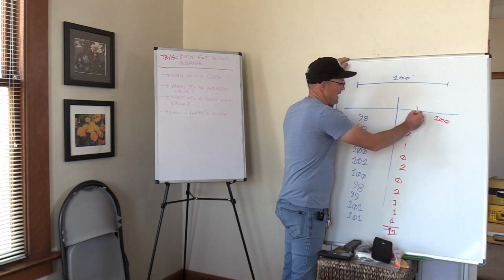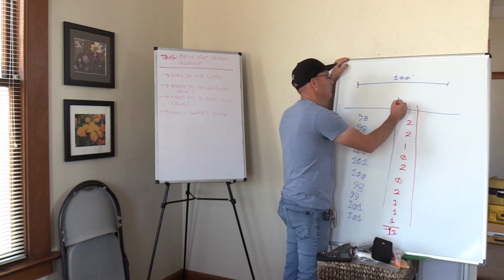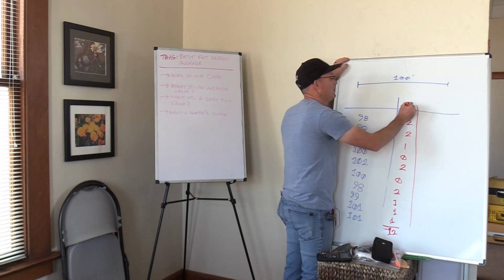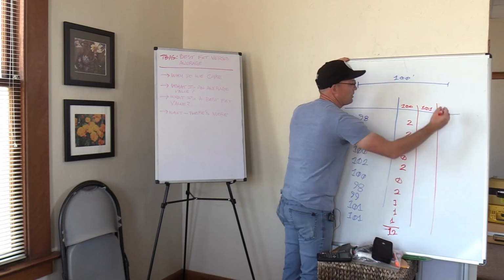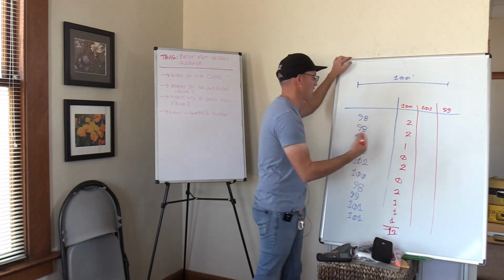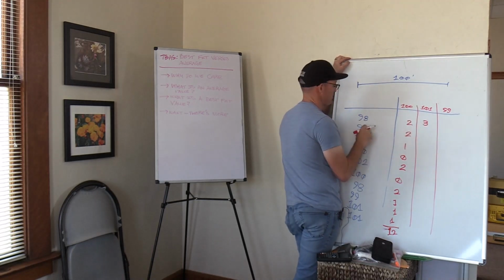I'm going to add a column here, and we're going to say, all right, so this was with a best fit value of 100, which was also our average. Okay, with a best fit value of 101, I'm going to go up 1, and then I'm going to go down 1 with 99, and we're going to calculate the residuals. Okay, so we got 3 here. Okay, we're just going to do absolute value.